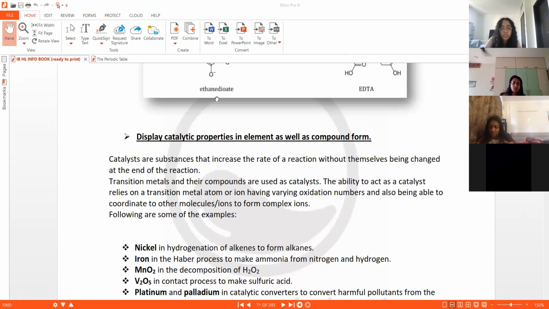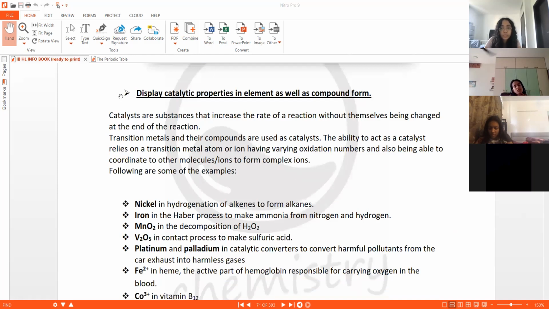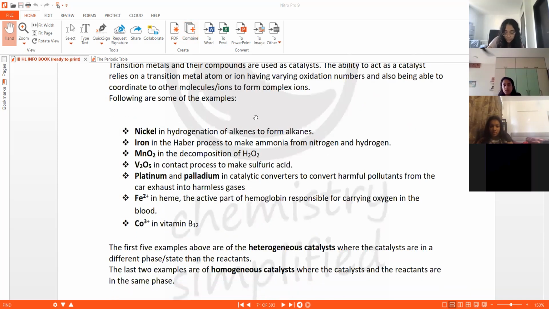So that's all about the complex ions and the ligands. Next, transition metals also show catalytic properties. You are not supposed to know why they show the catalytic properties. But you just need to know that there are two types of catalysts, the homogeneous and the heterogeneous. Okay, now examples of both.